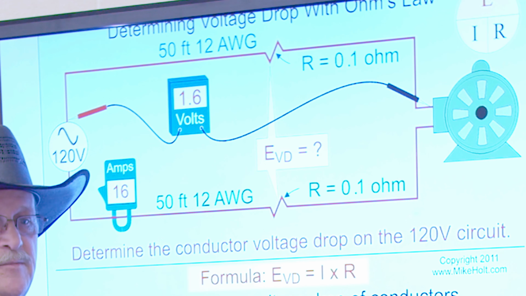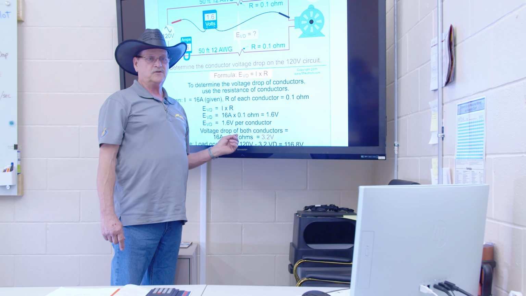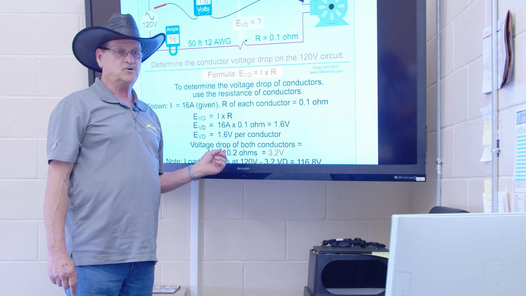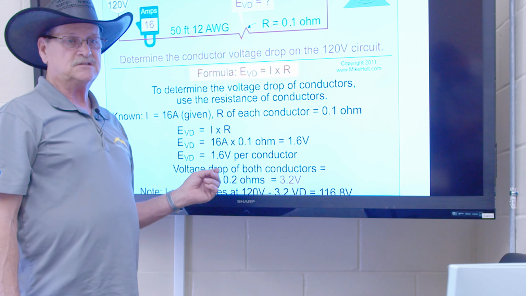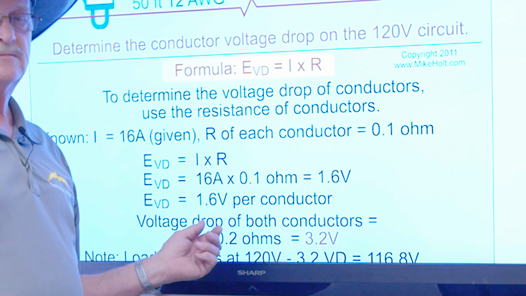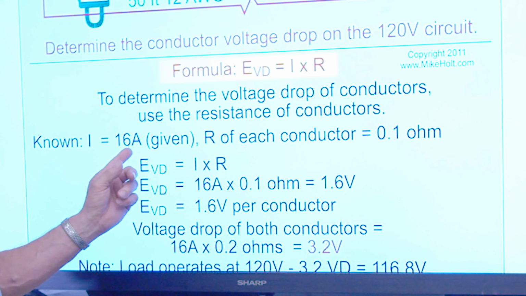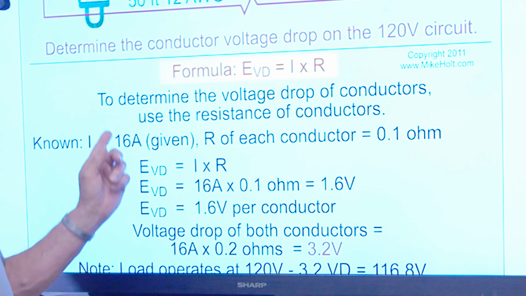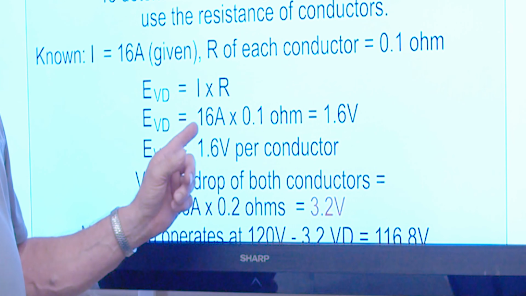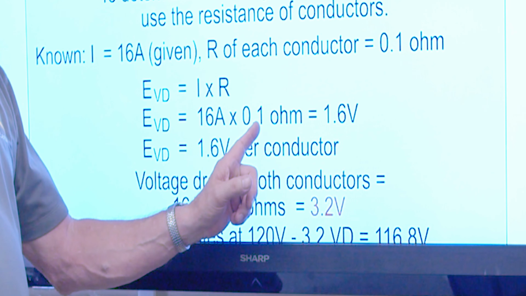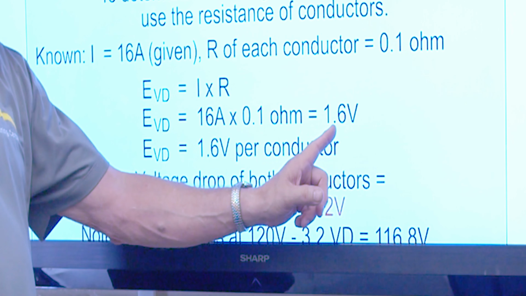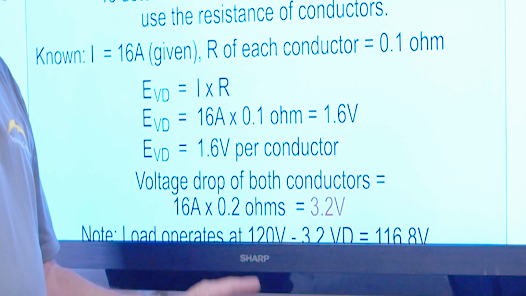So here's how you determine the conductor voltage drop on a 120 volt motor circuit. The formula you would use is E equals I times R. And as you can see here, it's 16 amps on the circuit. So E would equal 16 amps times 0.1, which equals 1.6 volts.